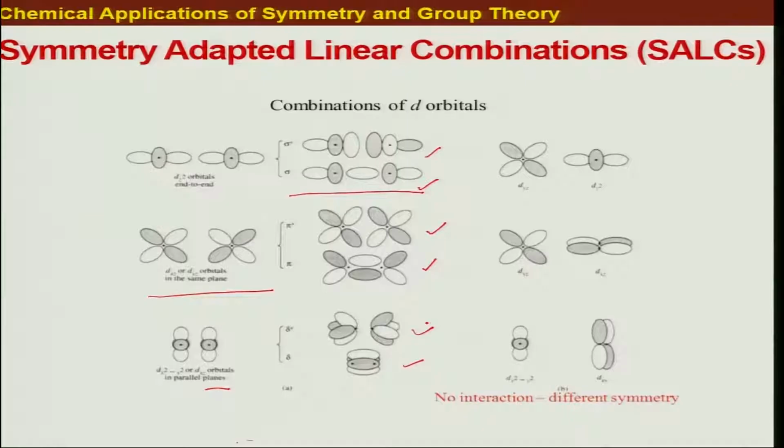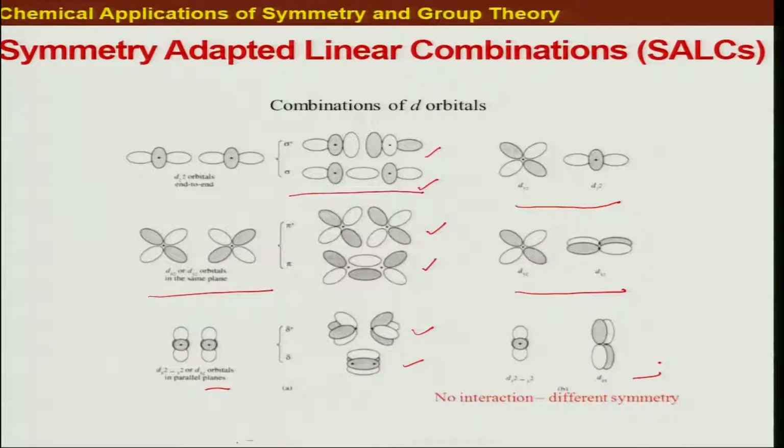Whereas if you look at the right hand side panel of the screen, you can see that dyz and dz square cannot be combined because symmetrically they are completely different, and so are dyz and dxz, and dx square minus y square and dxy. Because of the different symmetry of these orbitals, there will be no interaction. No interaction means no bond formation, right? No bond formation means there is no resultant wave function or resultant orbital formation.